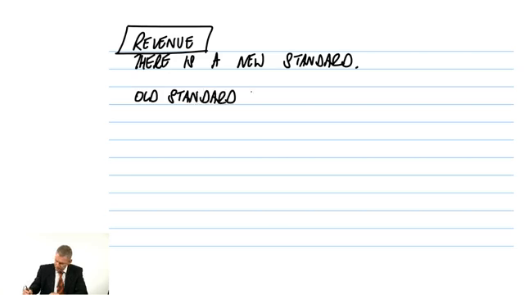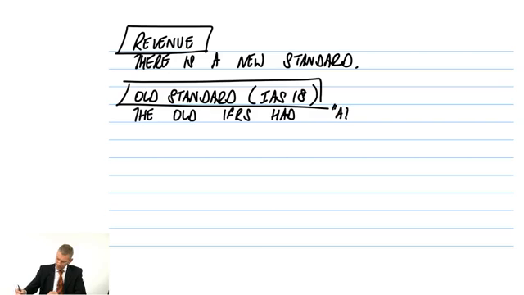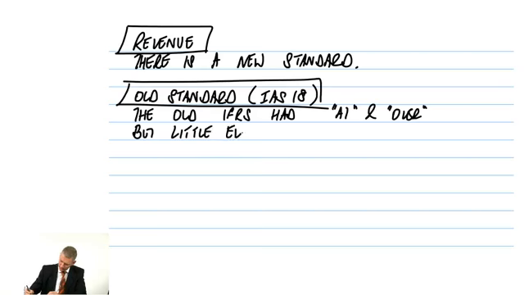The old standard number doesn't matter, but it was IAS 18. And because this is so hot for December 2015, you'll probably find yourself remembering IAS 18. The old IFRS had at and over, but little else. Whoa, that's a powerful sentence in its own right.